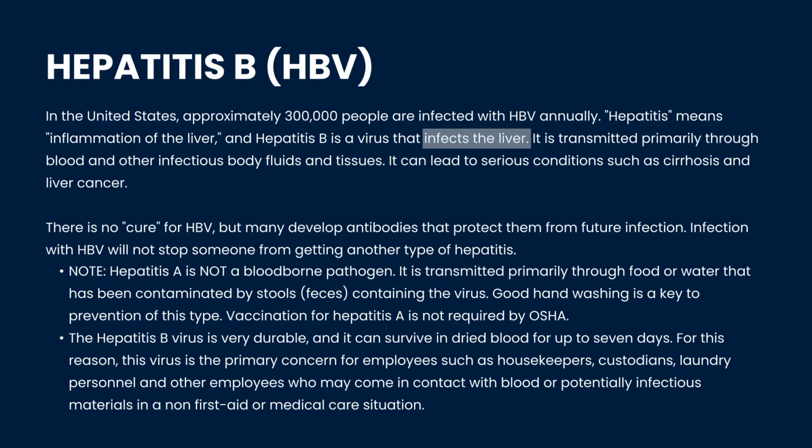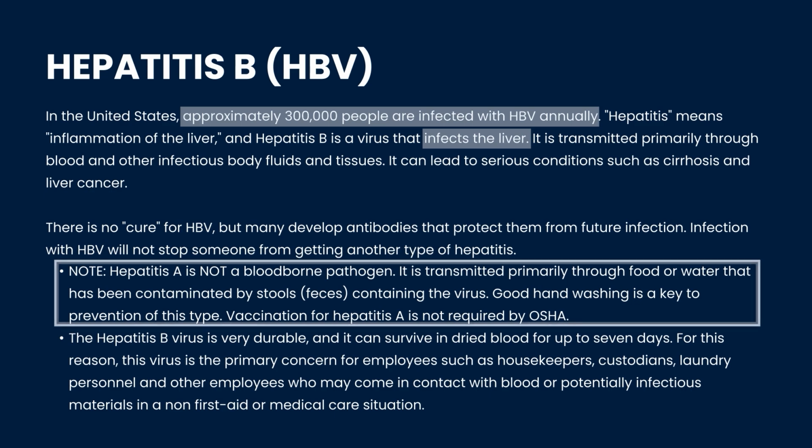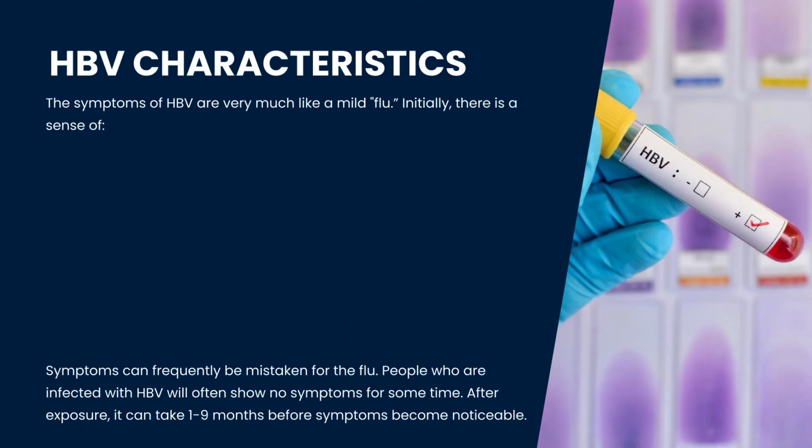Hepatitis B is a viral infection that affects the liver and is transmitted through blood and other infectious body fluids. Each year, hundreds of thousands of people are infected in the United States. The virus can lead to serious conditions such as liver damage, cirrhosis, or even liver cancer. While there's no cure, many people develop immunity over time. It's also important to note that hepatitis A is not a bloodborne pathogen and is typically spread through contaminated food or water.